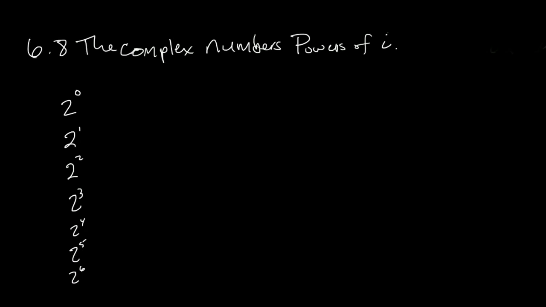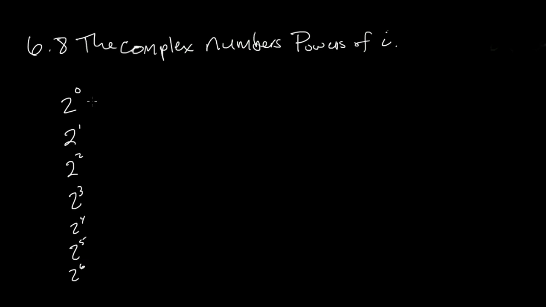And what we can do with that is list their equivalences. So 2 to the 0 power, any number to the 0 power is 1. 2 to the first power is 2. 2 to the second power is 4, and we should know these. 2 to the third power is 8. Fourth power is 16. 32. And 2 to the sixth power is 64, and I can keep going.